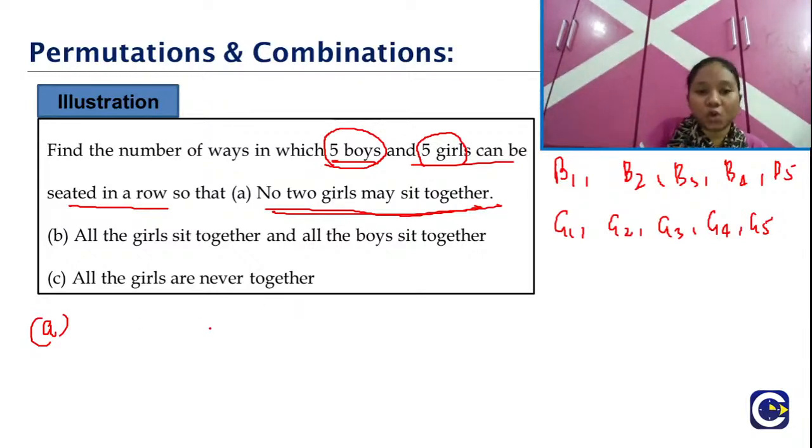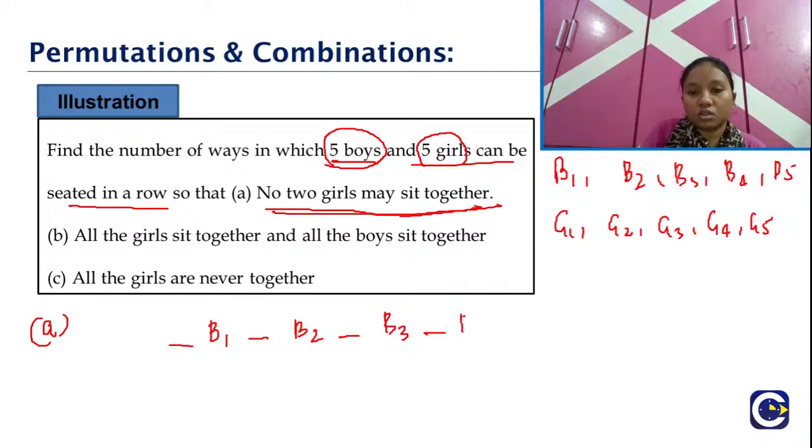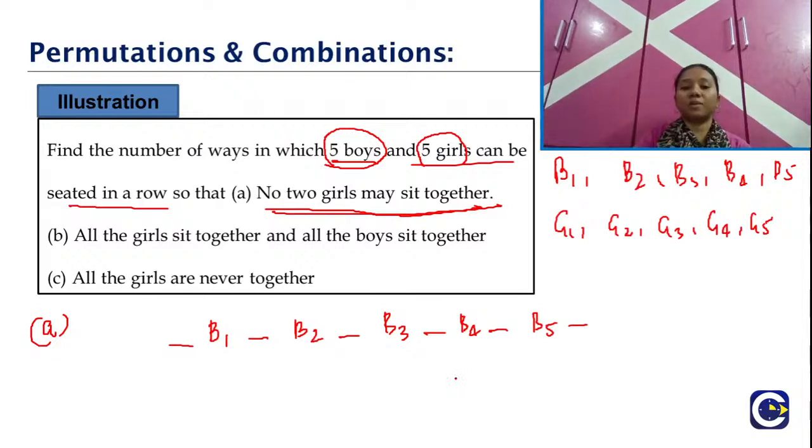So let's arrange boys first. So B1, B2, B3, B4 and B5. So if we could arrange these boys first, in the remaining places we could arrange the girls. So here I have given B1, B2, B3, B4, B5, but they can be rearranged. That means boys can be arranged in 5P5.